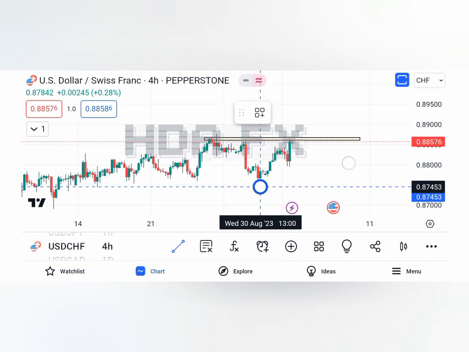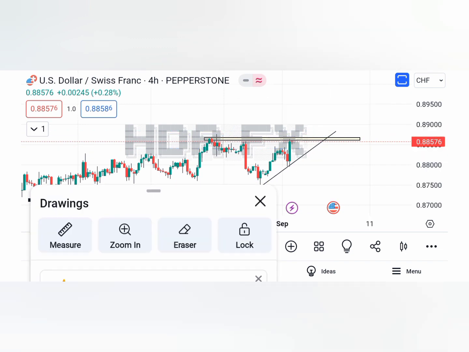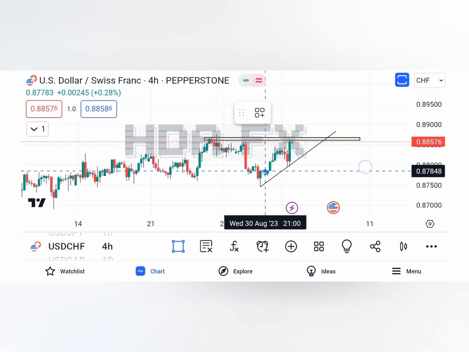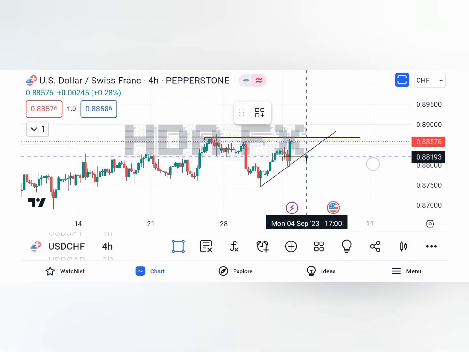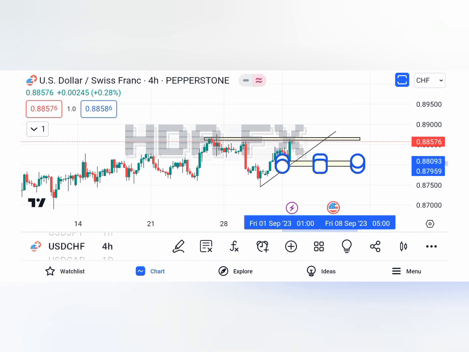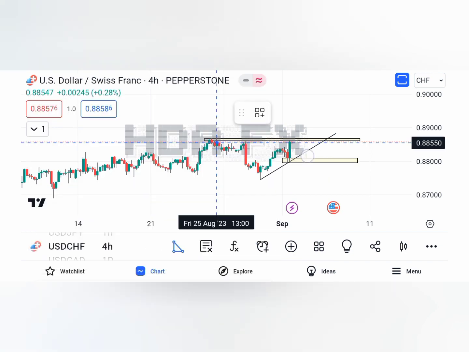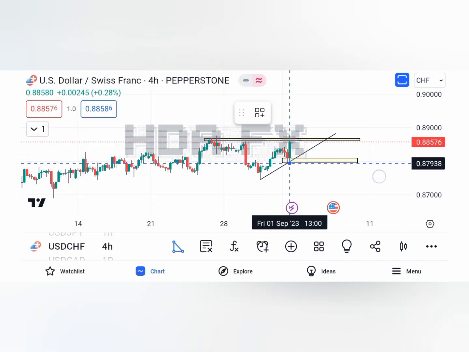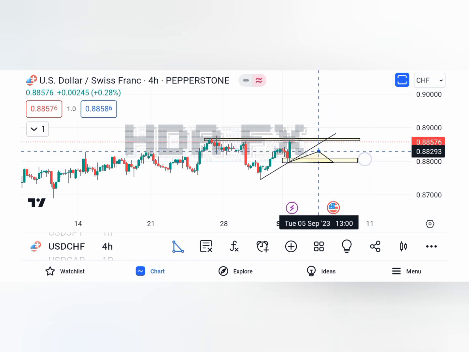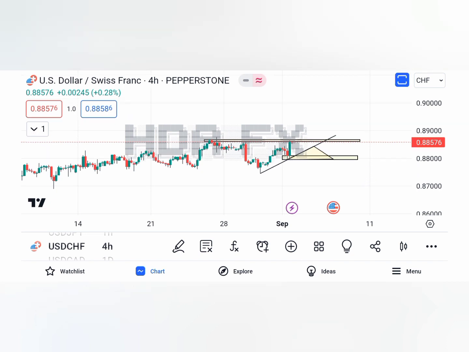We can spot a trend line here, and we can also spot another zone of importance here. We can also spot another zone here. So now this is what I'm expecting. We are going to have a zone here like this, and something like this here.